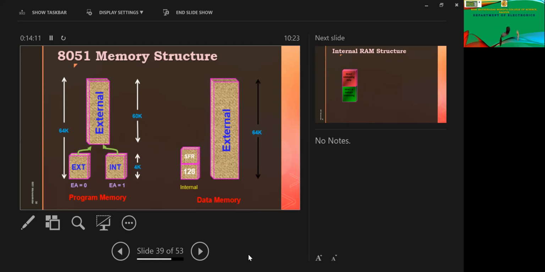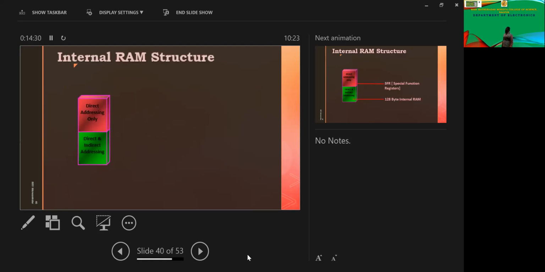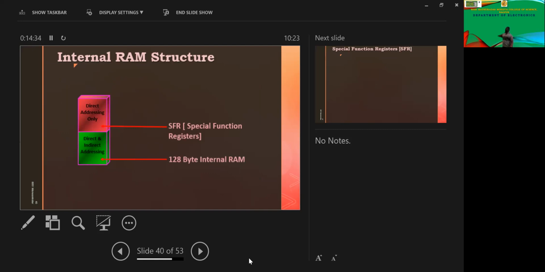So program memory can be either outside the microcontroller or inside the microcontroller, right? So this is the external data memory which is being used, and this is the internal 128 bytes and the registers as well. So this is the memory structure. Then we have the internal RAM structure. So this is direct addressing only, and this is direct and indirect addressing only.